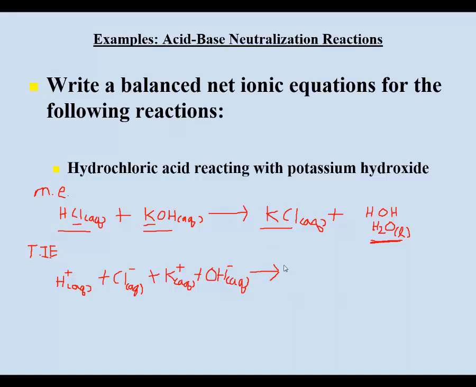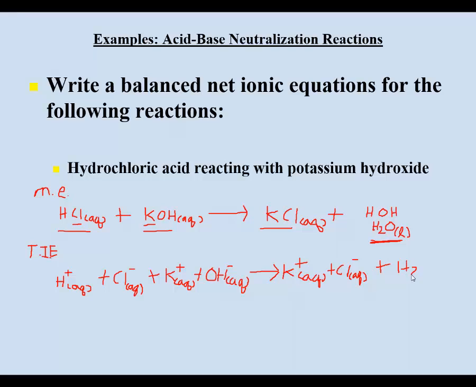And then we'll also form our products. Now we have a soluble ionic compound as a product, so I'm going to show it as dissociated in the total ionic equation because it's soluble. So I get potassium ions in solution. I also end up with chloride ions in solution. And then my water molecules are not forming any significant amount of ions here, so I'm going to show them together.